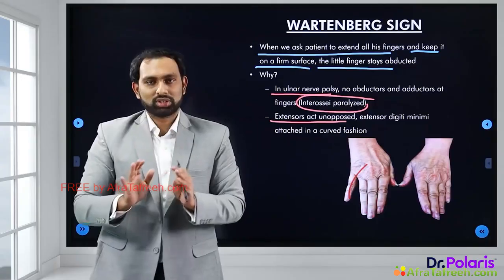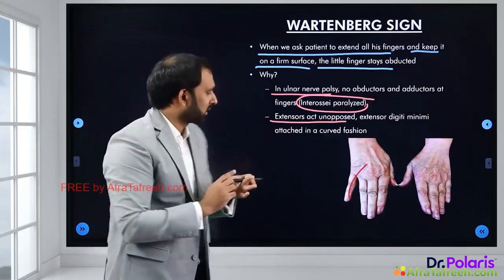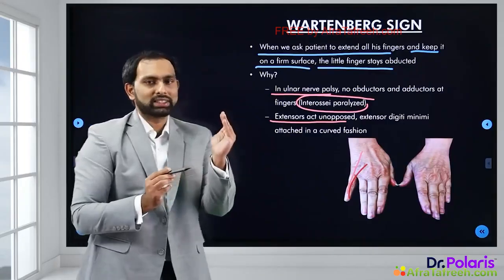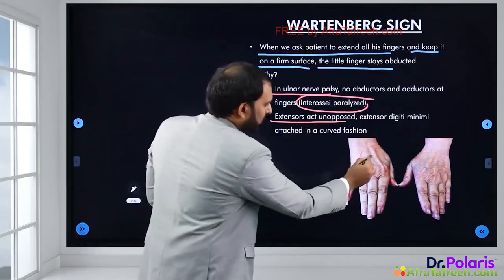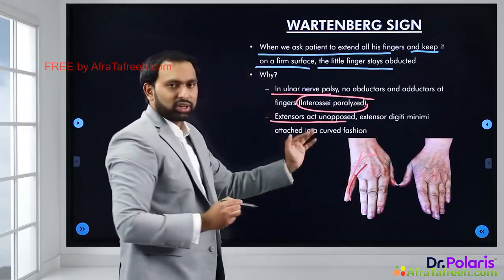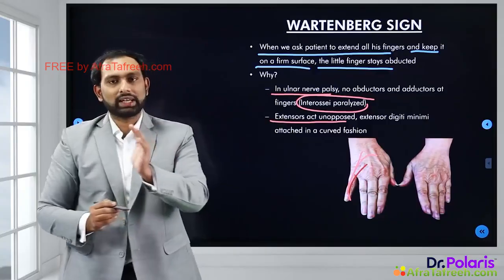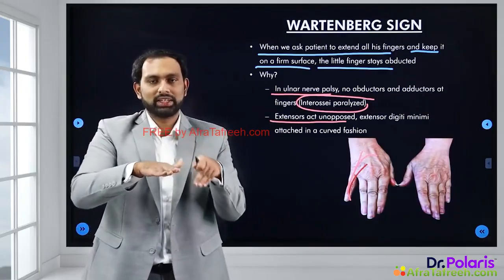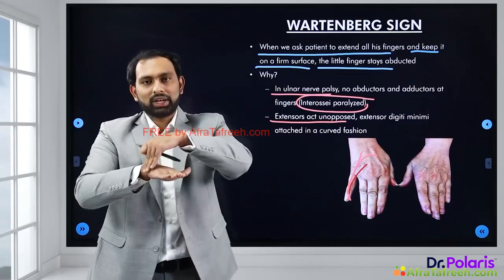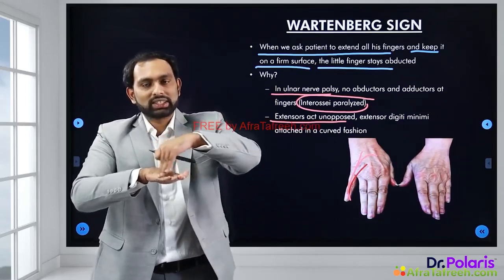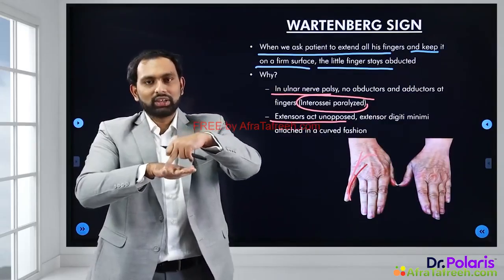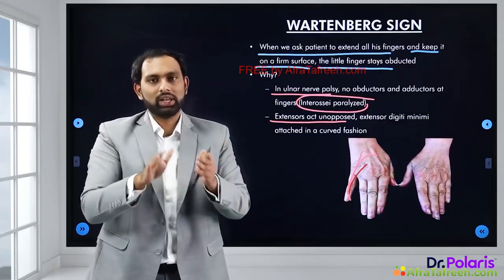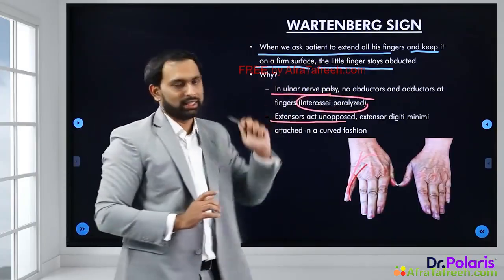Now this extensor digiti minimi, the muscle acting on the extension of the little finger, normally has a curved path. So it is not a straight path, but a curved path like this. Because it is a curved path, when this muscle acts unopposed, that finger will be in abduction. Normally if the interossei were present, it would be normal. But here, because the abductors and adductors are lost and only the extensor is working, and the extensor of the little finger has a curved path, that is why it is abducted and the rest of the fingers are normal. And this sign is called the Wartenberg sign.